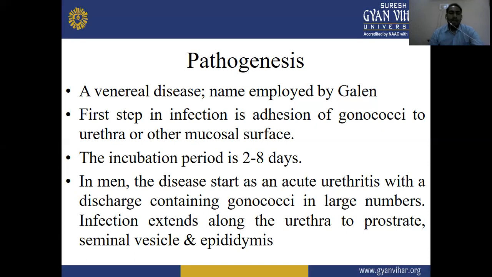And in men, the disease starts as an acute urethritis with a discharge containing gonococci in large numbers, and the infection extends along the urethra to the prostate.